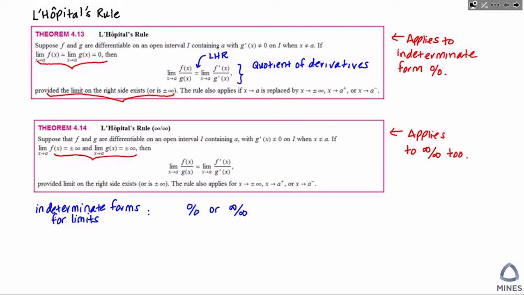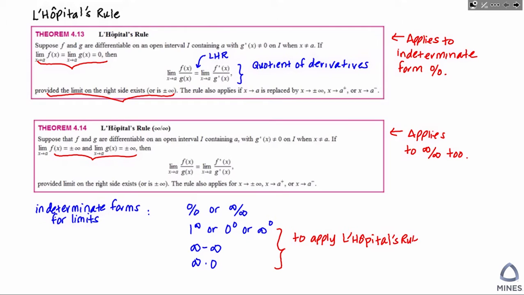There are other indeterminate forms, however. Some powers are indeterminate. 1 to the infinity, 0 to the 0, and infinity to the 0 are all indeterminate forms. Also, infinity minus infinity is indeterminate, and infinity times 0 is indeterminate. Anytime we have one of these indeterminate forms, typically we'll need to manipulate our limit algebraically to get to the indeterminate form 0 over 0 or infinity over infinity, so we can apply L'Hopital's rule.